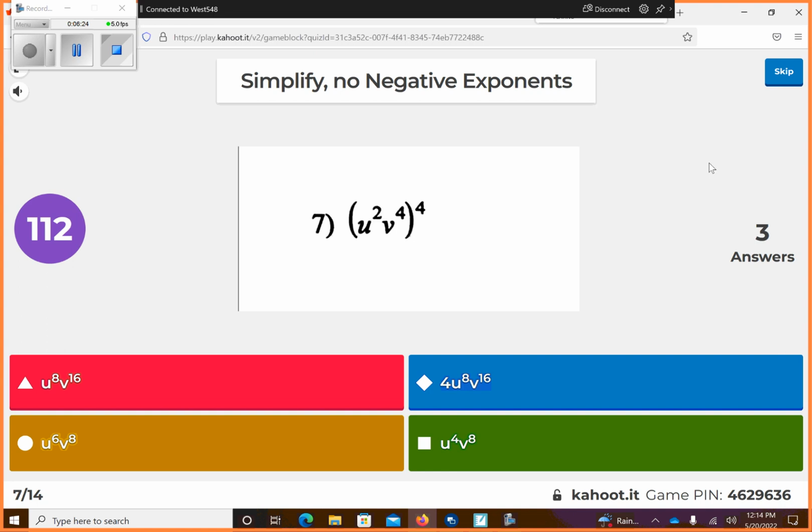Power to a power. So what do we do with the exponents? I hope we multiply them.